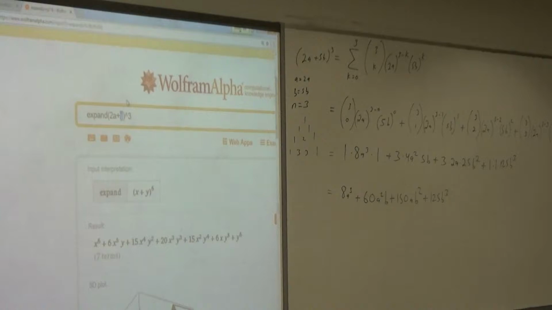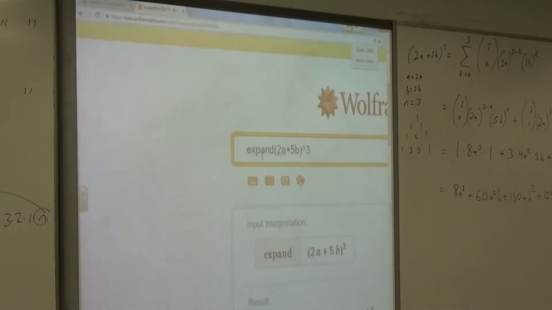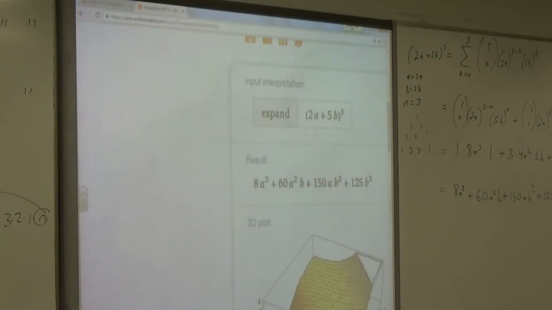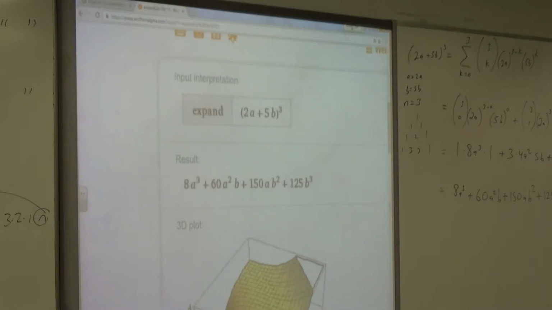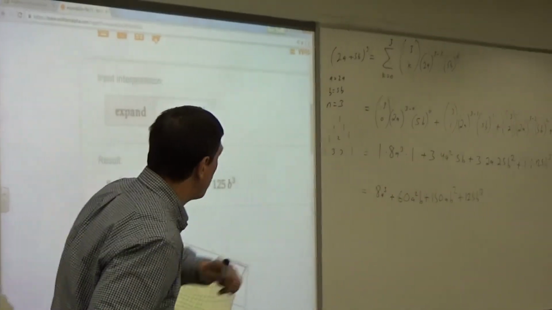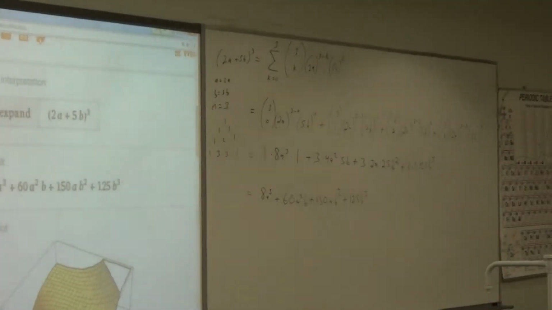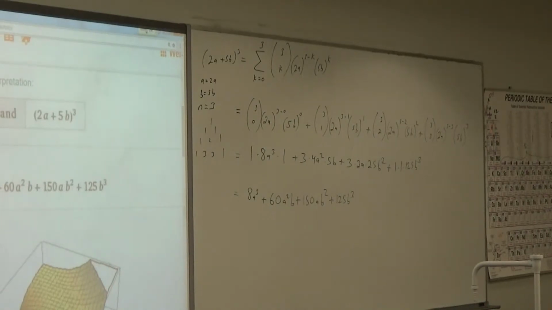So 2a, 5b to the third. Let's hope this is right. Otherwise, I have to go back and do the problem again. We don't want that. So we get 8a cubed, 60a squared b, 150ab squared, 125b cubed. So one of two things happened. Either A, I convinced you that this works every single time and we got lucky, or B, it actually works in the case. Okay? And in fact, it does work for every case.